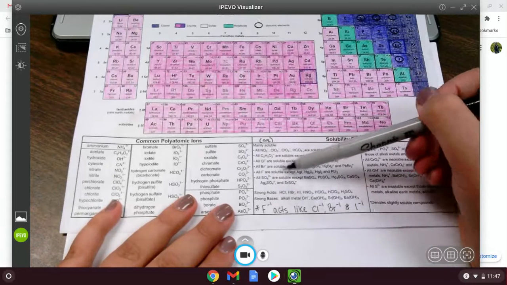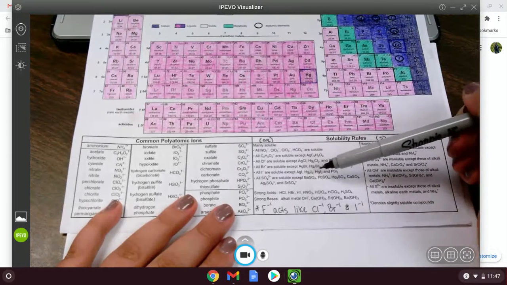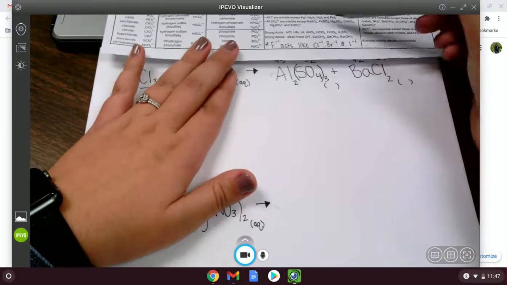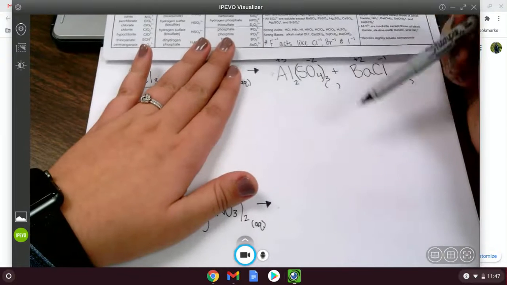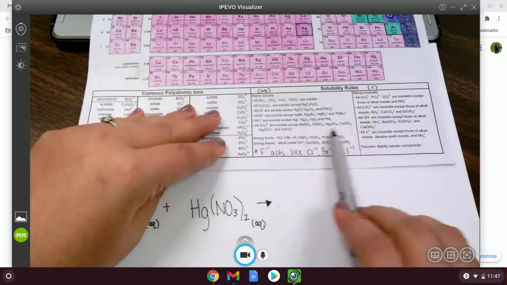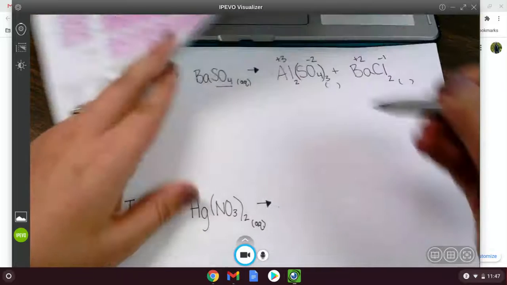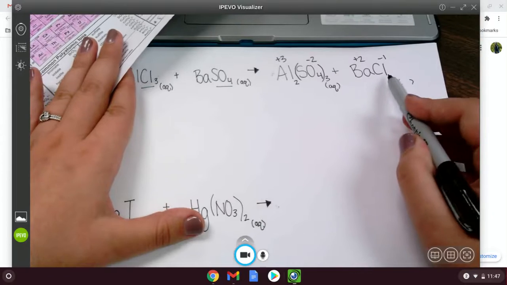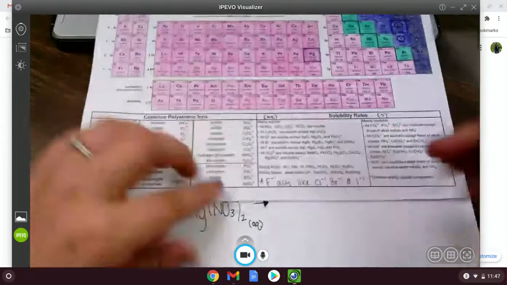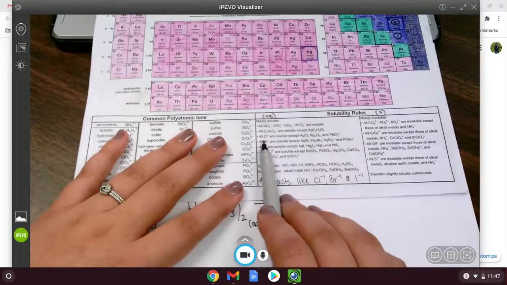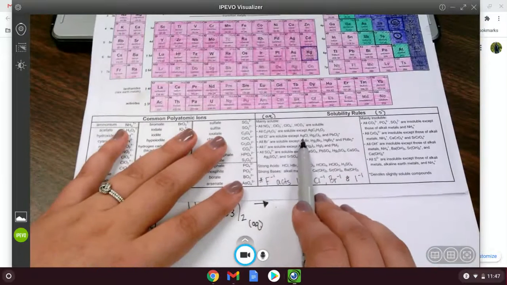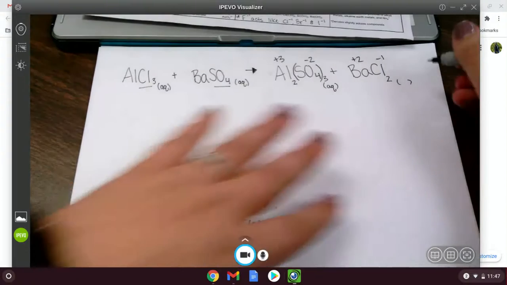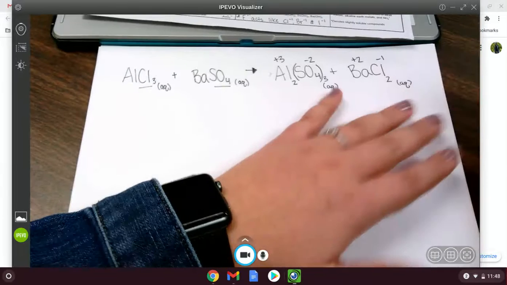All SO4s are soluble except BaSO4. Is that what we have? Nope. So we have aluminum sulfate. Aluminum is not one of the metals listed. So this is going to be an aqueous product. And now we got to look for our chlorine, our chloride. Chlorides, here we go. All chlorides are soluble except with silver, mercury, and lead. This is with barium, so this is going to be soluble. So it's going to be AQ.